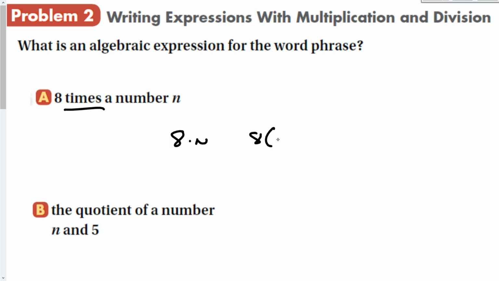And 8 with a parentheses n, or nice and simple, when we have a variable and a number, we can just write them right next to each other. 8n. Other ways to say the word times is multiplied, or we can say the product.